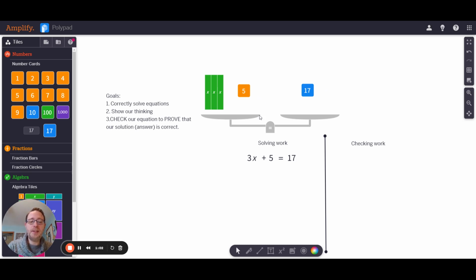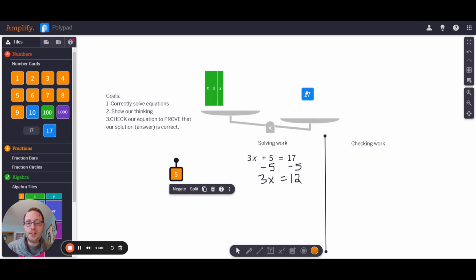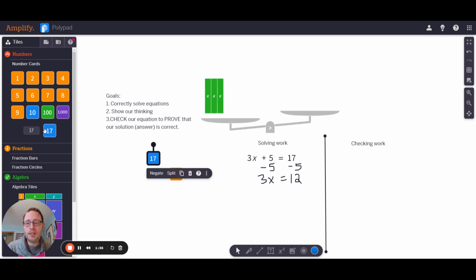I want to take 5 away from both sides. So at this point, I'm so good at this. I'm first going to write down what I'm going to do. All right. And when I'm done with that, I'm pretty sure I'm going to end up with 3x equals 12. But then so we can see that again, I'm going to take 5 away from this side. And I know that 17 minus 5 is 12. So I'm just going to replace this 17 with the 12.